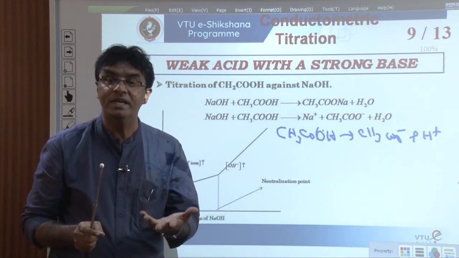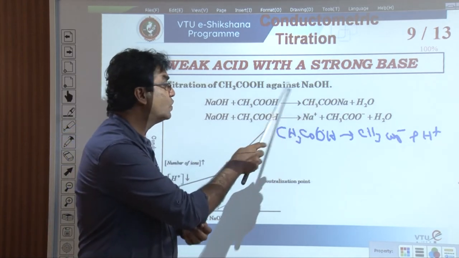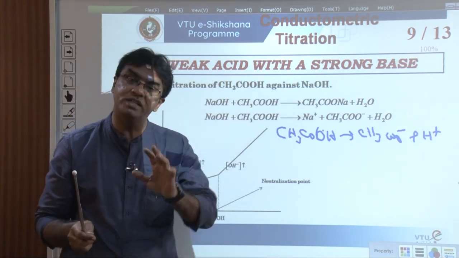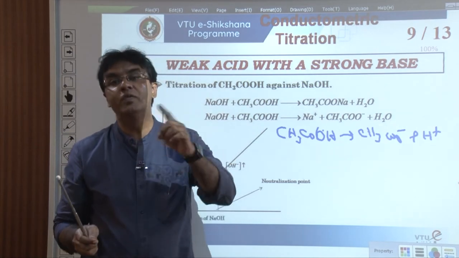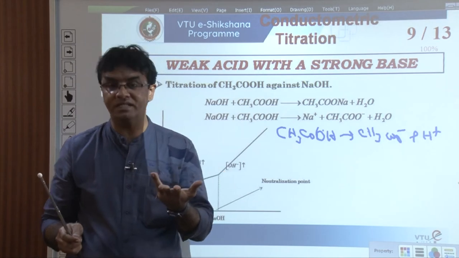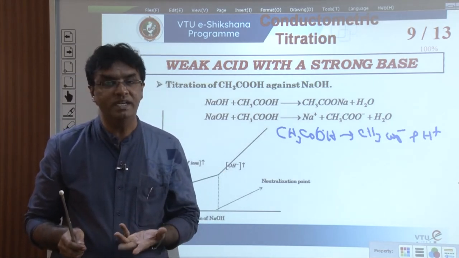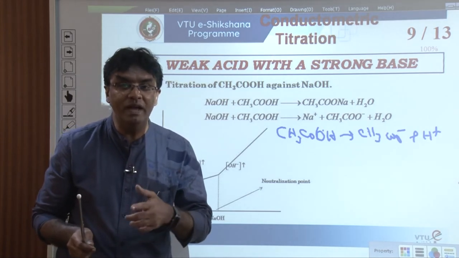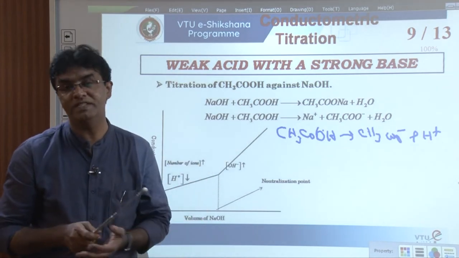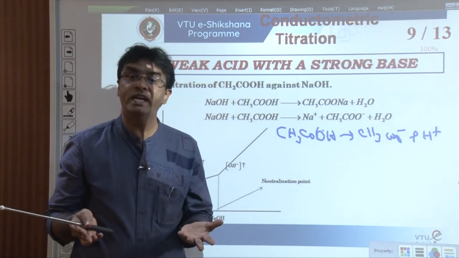Therefore, the point is, being a stronger electrolyte than acetic acid, sodium acetate dissociates more than acetic acid. Whatever the extent to which acetic acid dissociates, sodium acetate dissociates more than that, producing more ions. Suppose you take 10 ml of acetic acid and 10 ml of sodium acetate. The 10 ml of sodium acetate will have more ions than 10 ml of acetic acid, because sodium acetate is a stronger electrolyte than acetic acid.